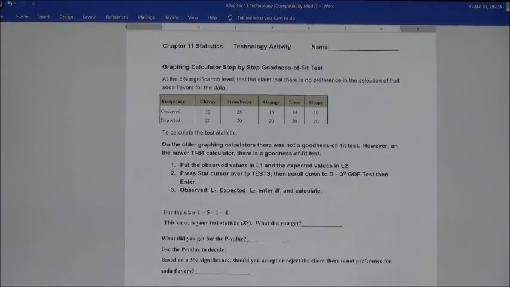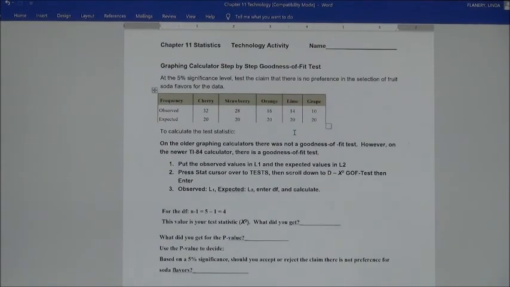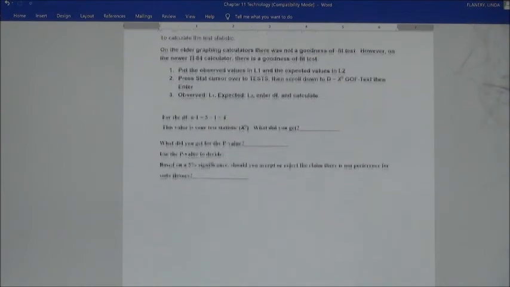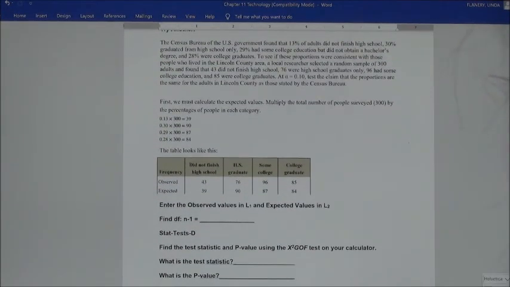If we go ahead and look at the next problem here, I'm going to scroll down on my computer. And we'll look at another problem here.